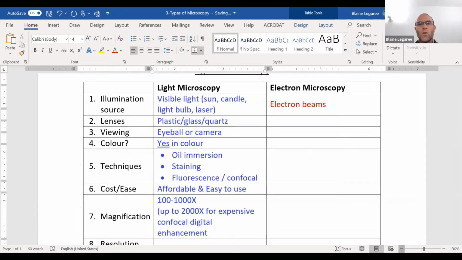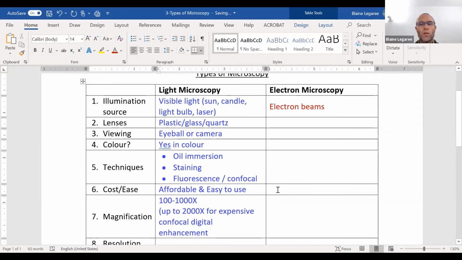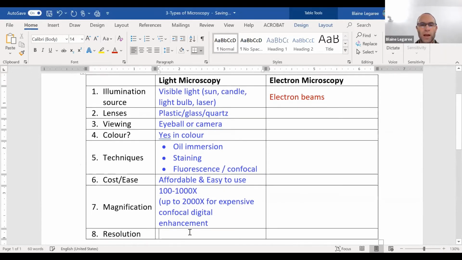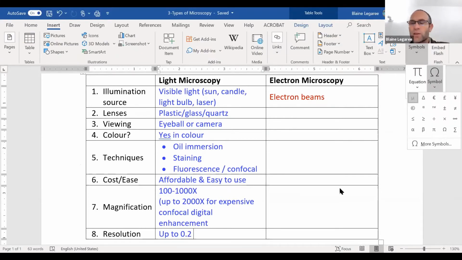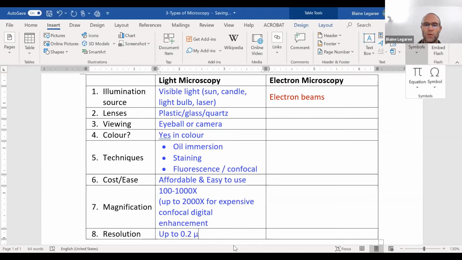Okay, so I have one more value there called resolution. I'll give you a number, so up to about 0.2 micrometers. So I'm just going to make sure I get the right symbol for micrometer. There it is, micrometer.